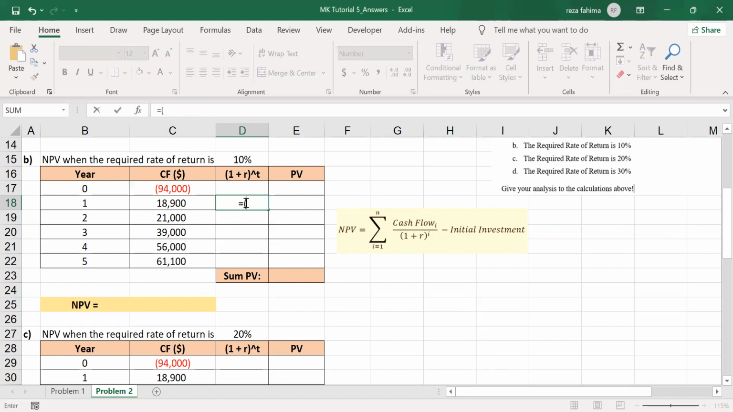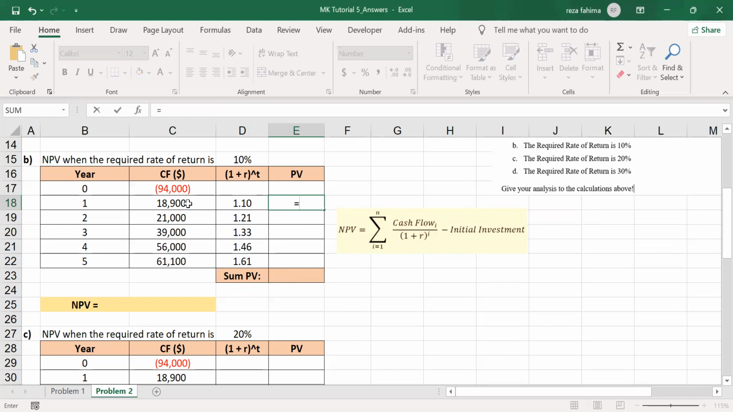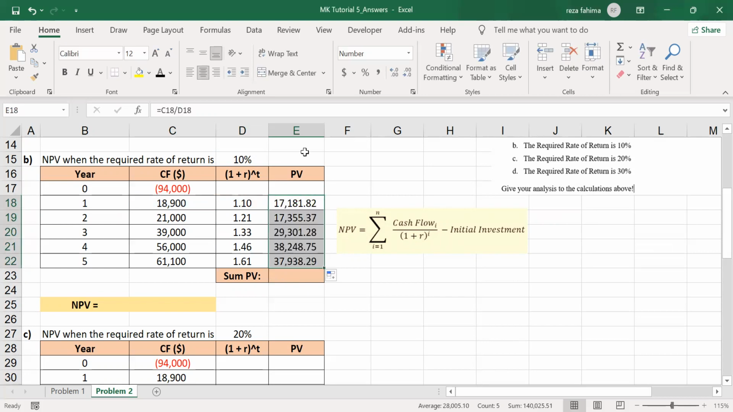Okay, let's try it. 1 plus the required rate of return, which is 10%, to the power of 1, since we are calculating the denominator for the cash flow from year 1. And then we can simply drag it, because the calculation is pretty much the same. And then the next step is to calculate the present value. To calculate the present value, you just have to divide your cash flow by the denominator of your cash flow, and then do the same for the others, and we get these numbers.